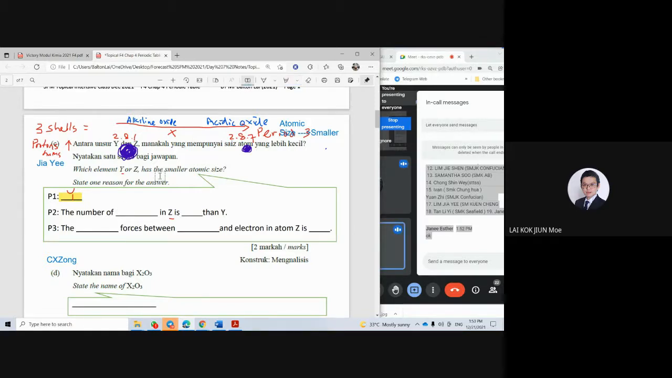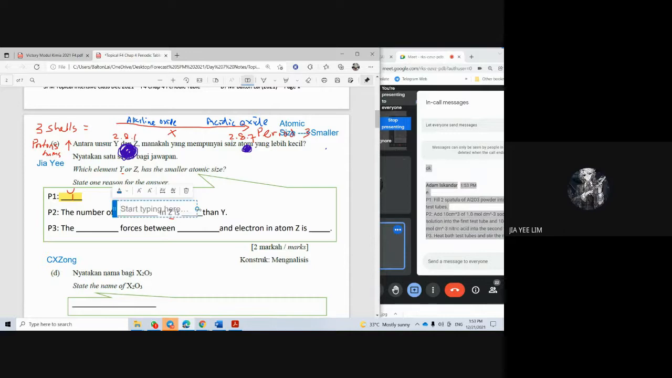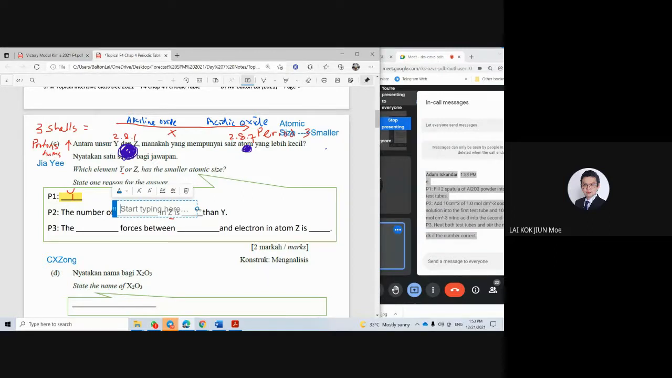Okay, you use electron. Electron has no force. Because we want to mention the proton, the force, the nuclear attraction force. Yes. When you say electron, you cannot link to the force. When you want to explain the force, we have the proton, so you have to use proton. The number of protons.